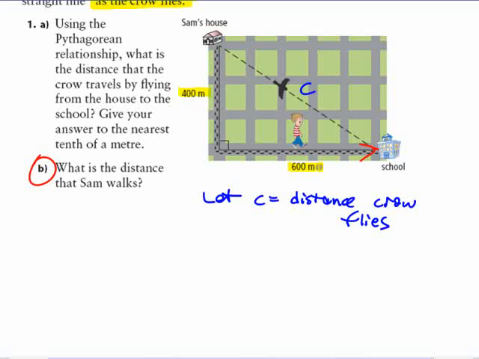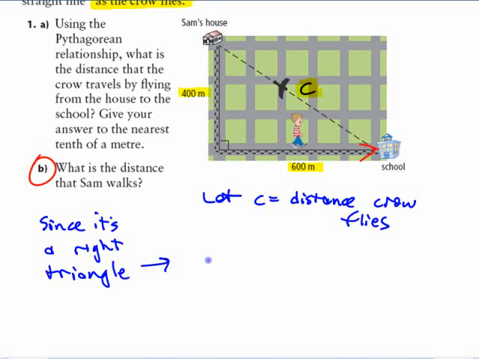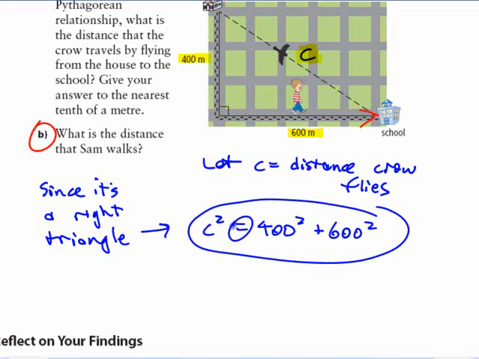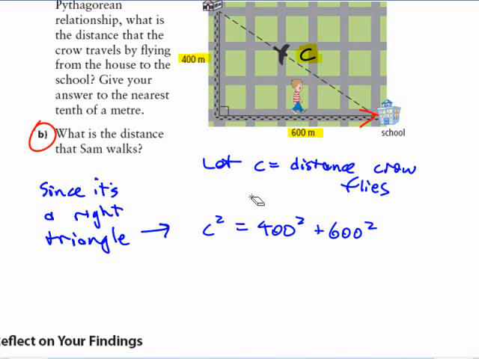If you know that value and you know that value, but you don't know this one, you could start by saying, since it's a right triangle, then c squared has to be equal to 400 squared plus 600 squared. That's your starting equation. This is an equation, because it's got an equal sign in it, based on the Pythagorean relationship for that triangle. That's your starting point.